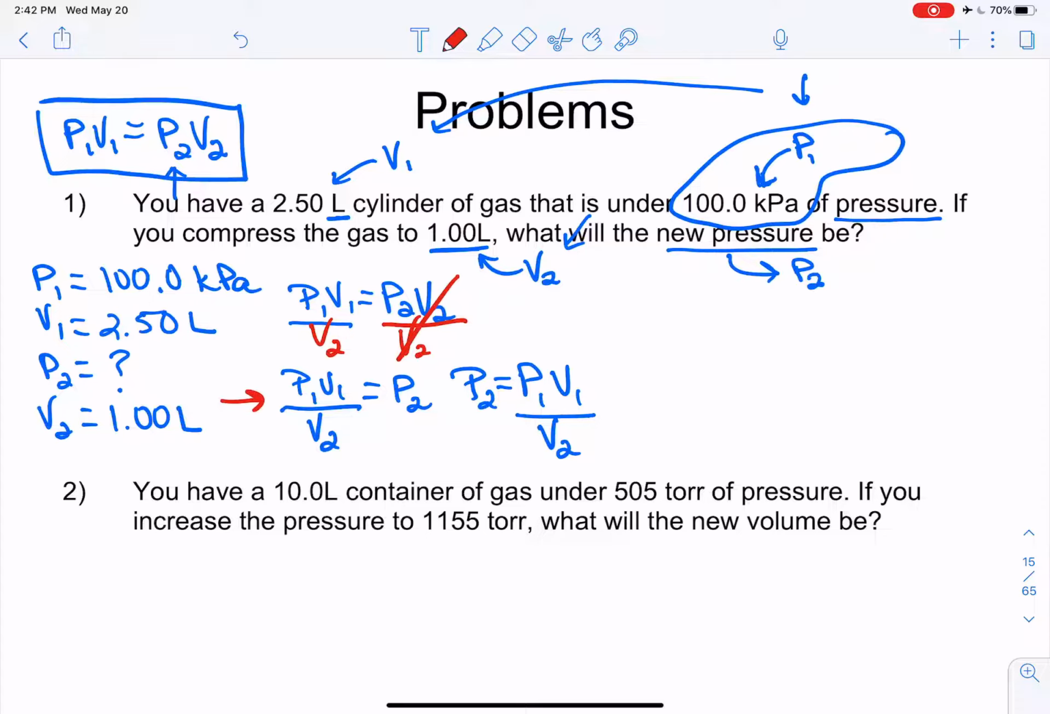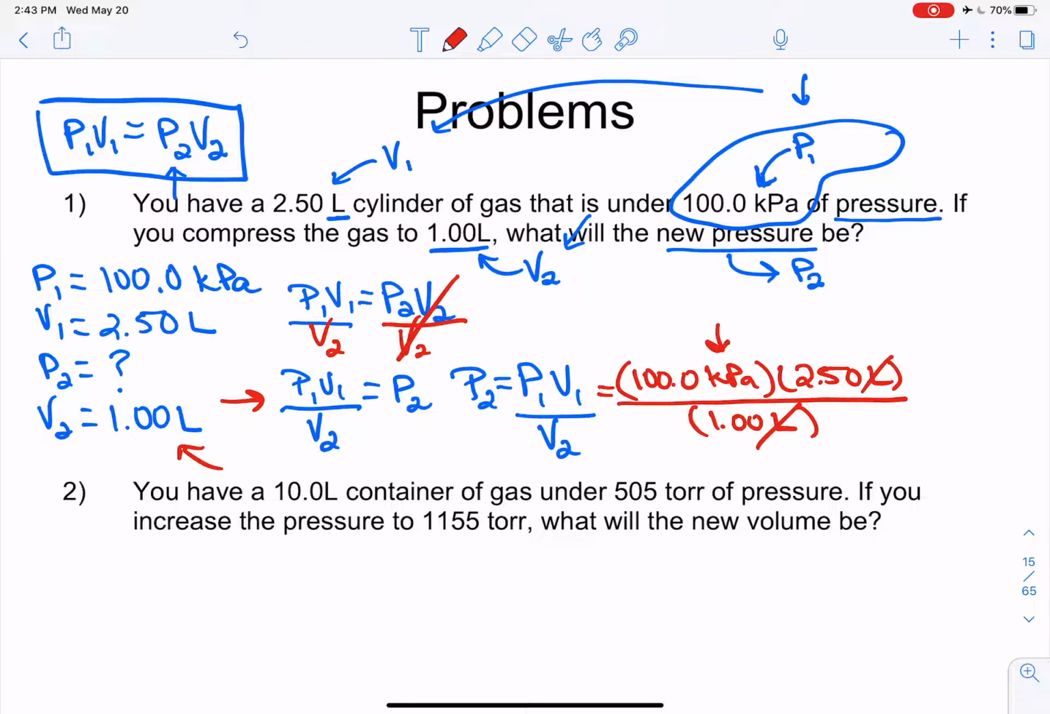Okay, so what we do is we plug and chug now. P1 is what? P1 is 100.0 kilopascal, and we're going to multiply that by V1, which is 2.50 liters, and we're going to divide that by V2, which is 1 liter. And we're going to say to ourselves, okie dokie, which unit can I cancel out? I can cancel out liters, because anything divided by itself is what? Is 1. So those cancel out, and I'm left with kilopascal for my unit.